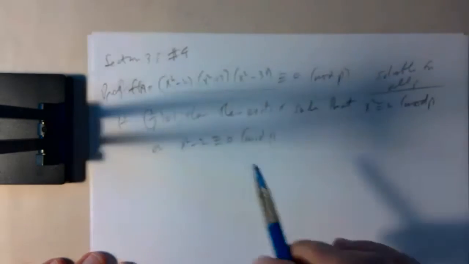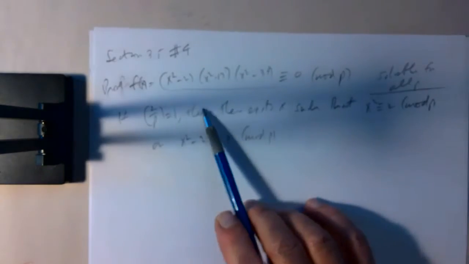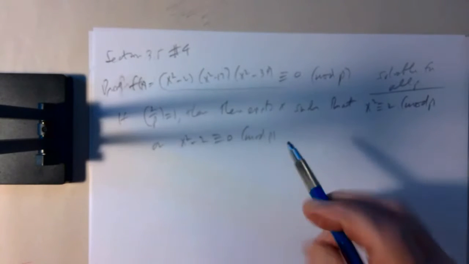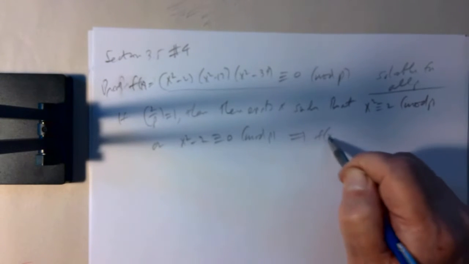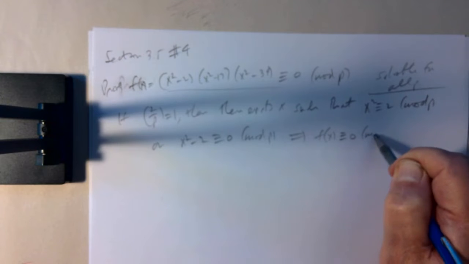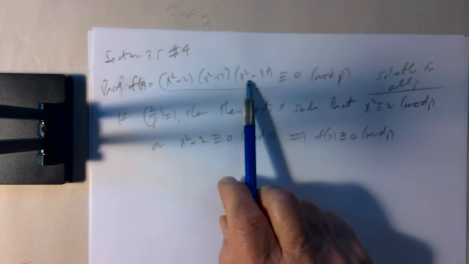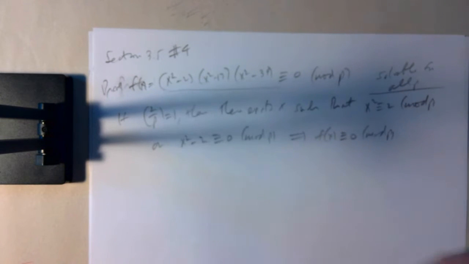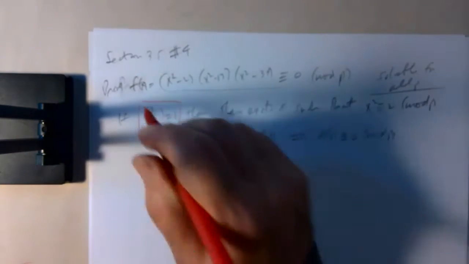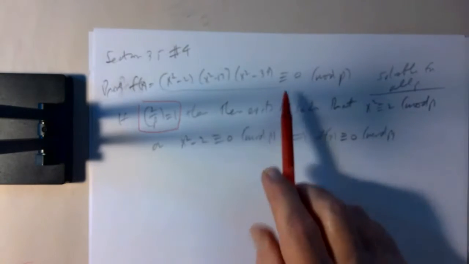And let me call, this is just some polynomial. Let me call it f of x. So if x squared minus 2 is 0 mod p, then f of x is congruent to 0 mod p, because when you plug in x over here, you get 0. This is 0. So if 2 is a quadratic residue mod p, then this has a solution.